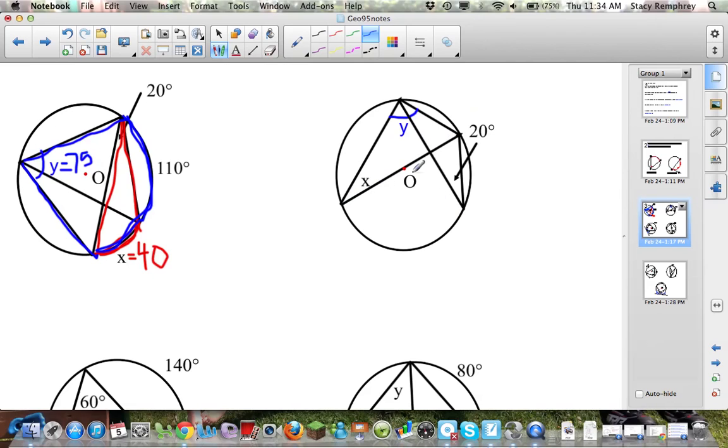Over here with O as the center, you're going to see this is a diameter. Angle Y is inscribing a semicircle, so angle Y must equal 90.